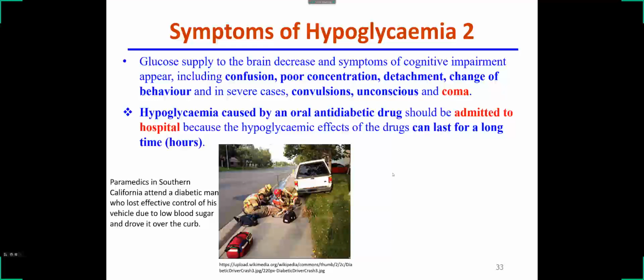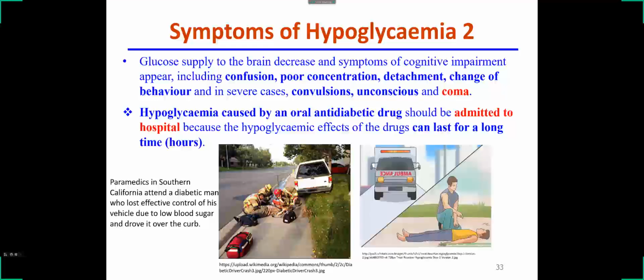A patient with hypoglycemia caused by an oral anti-diabetic drug should be admitted to the hospital immediately because the hypoglycemic effects of the drug can last for long hours. Remember, I told you that an overdose of sulfonylureas will drive up insulin release, and those drugs last up to 24 hours. So if the hypoglycemia is not due to just misregulation of insulin but to the drugs they were given, it's important you get them into the hospital because they may be in a coma for a serious amount of time.